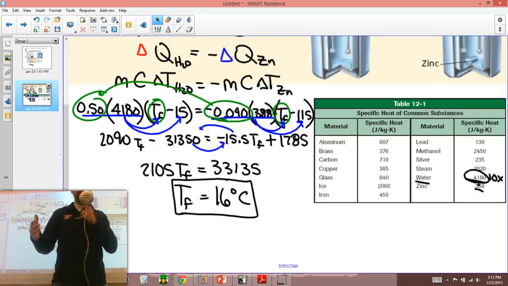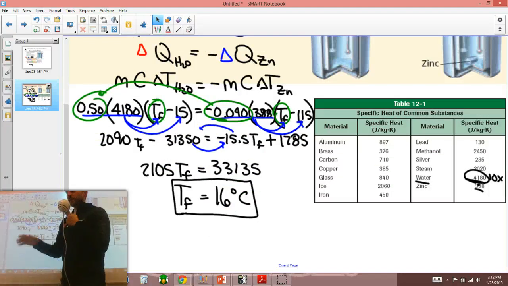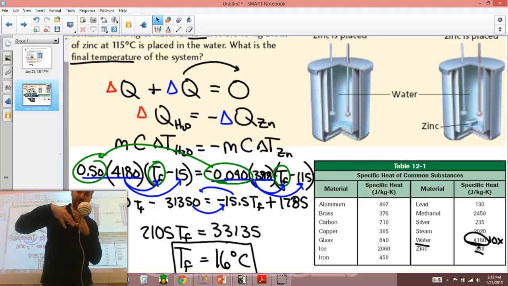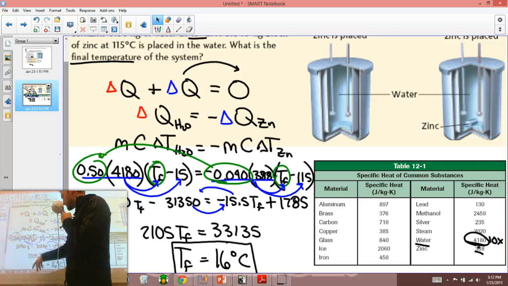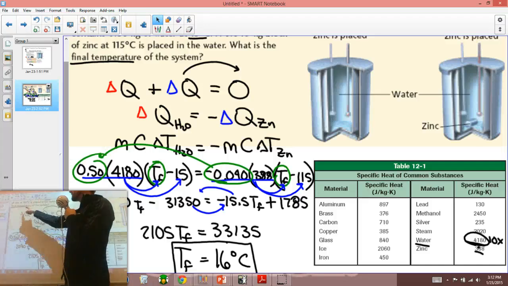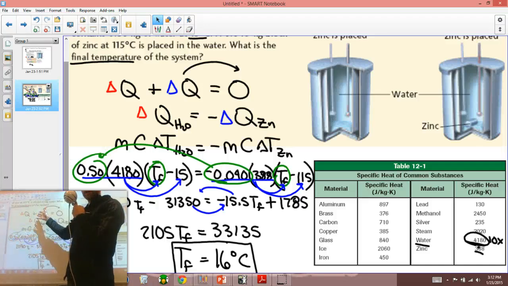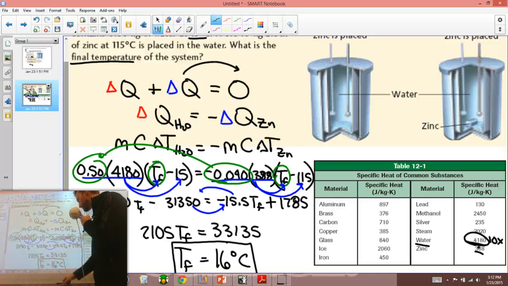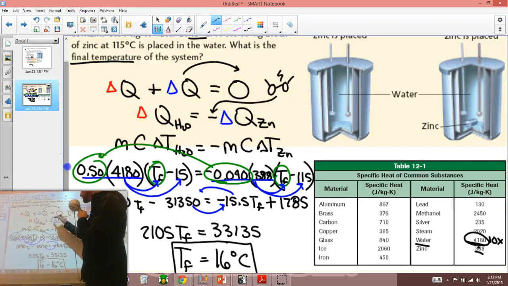So when you combine things, this is the way we start. Every single time you do a problem where you're combining things thermodynamically, something is going to lose heat, something is going to gain heat, and whatever is gained is what's lost. Set them equal to each other, and don't forget this negative. Watch out, Harry Potter. This negative will get you every time.